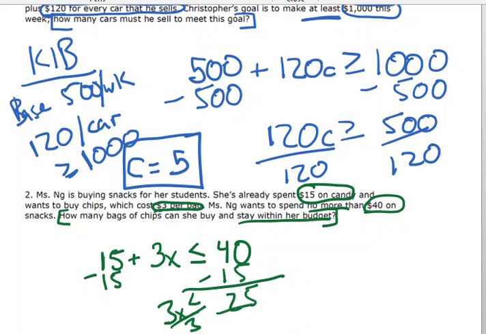I divide both sides by 3, and I know that 3 is going to go into 25. It looks like 8 1/3, right? So I know that she can't buy more than 8 bags of chips. So her x here is less than or equal to 8 bags of chips, because we're not going to be buying 1/3 of a bag of chips.